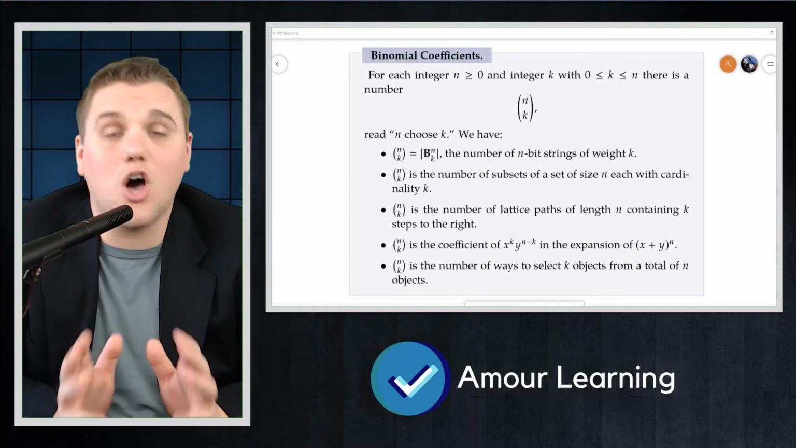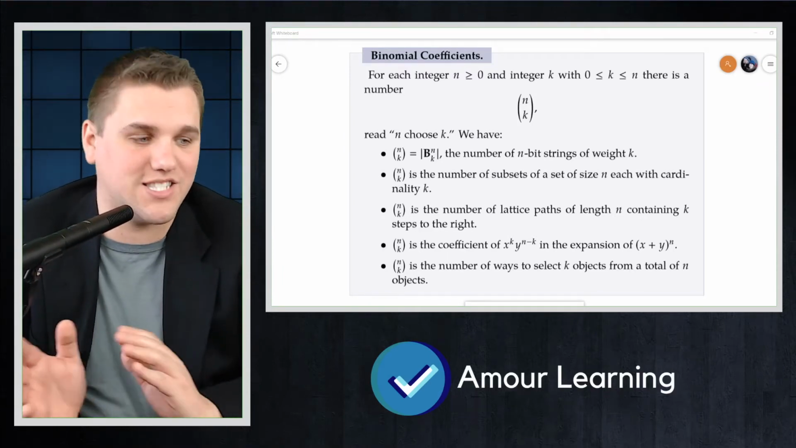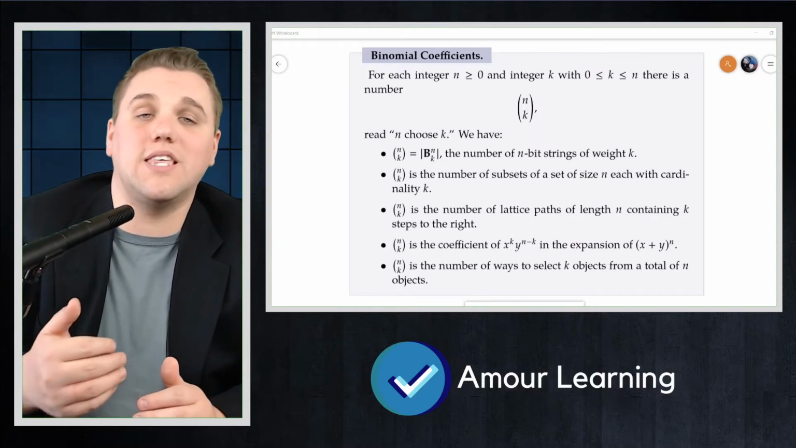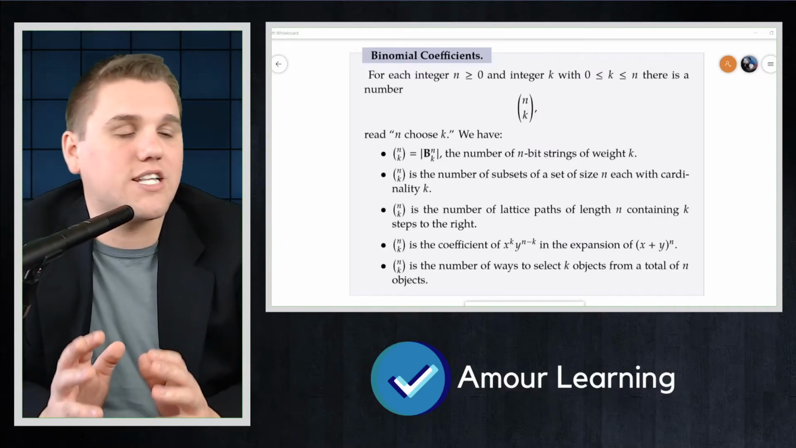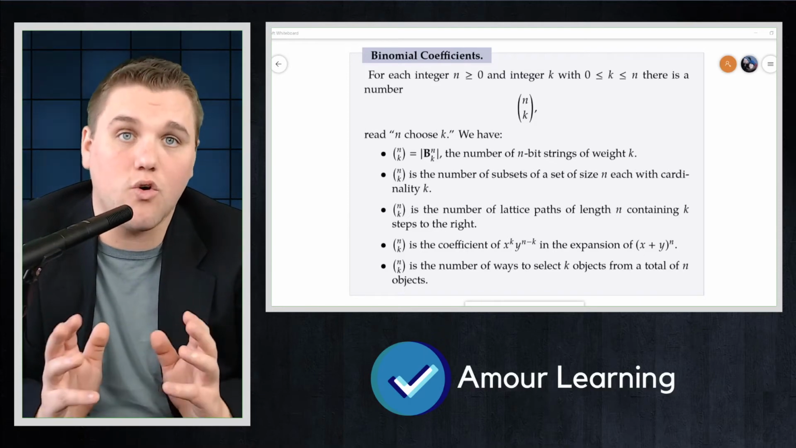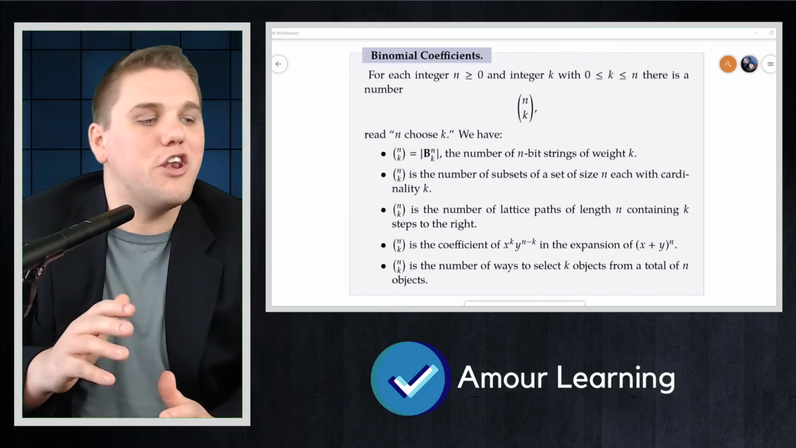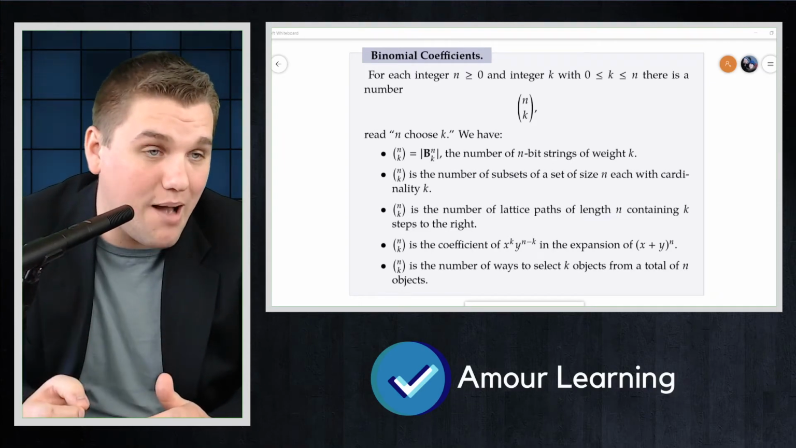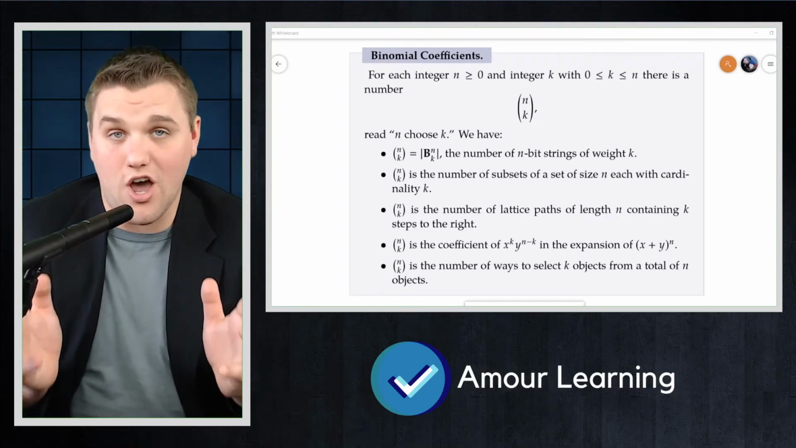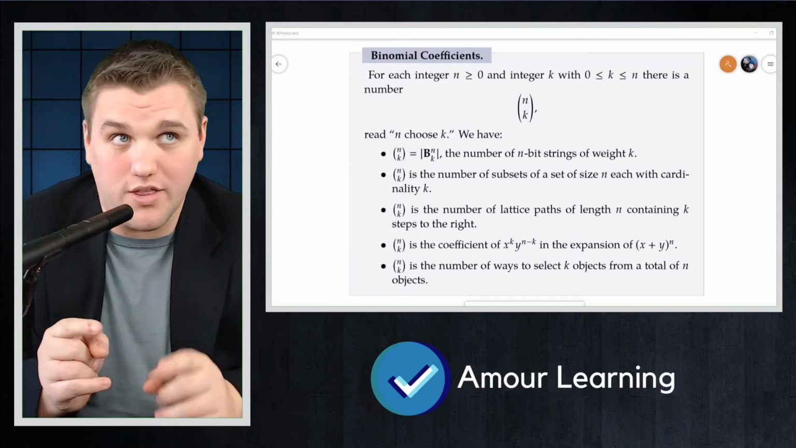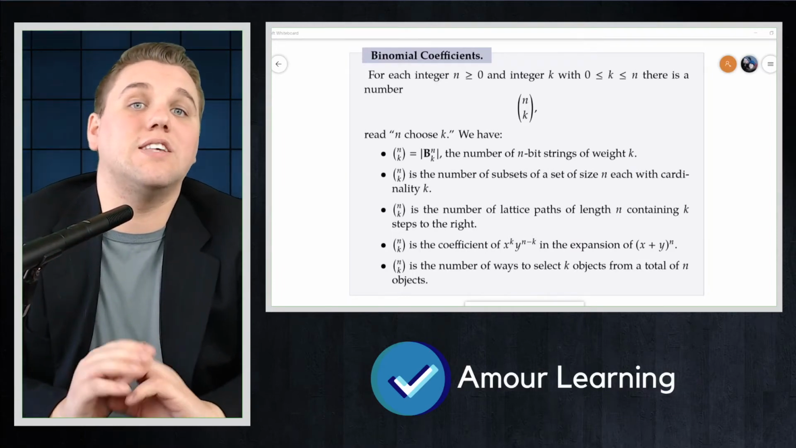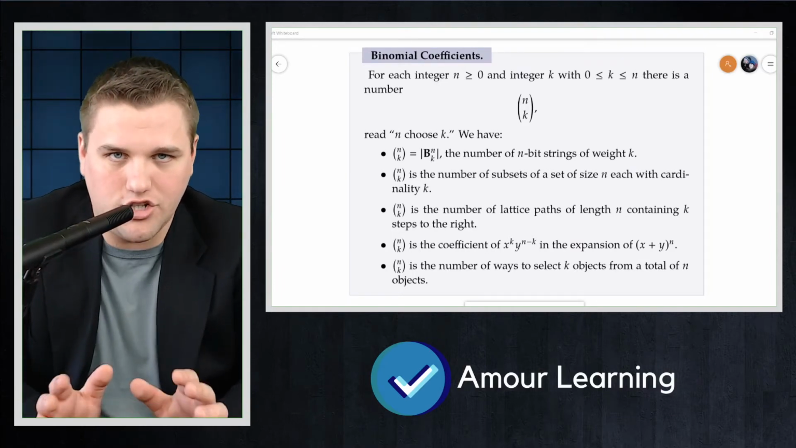N choose k is also the coefficient of x to the k times y to the n minus k in the expansion of (x plus y) all raised to the n. N choose k is also the number of ways to select k objects from a total of n objects. That last one there, that very last one, is actually the definition of n choose k.